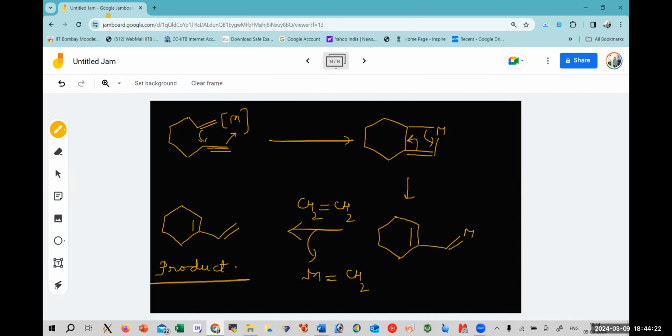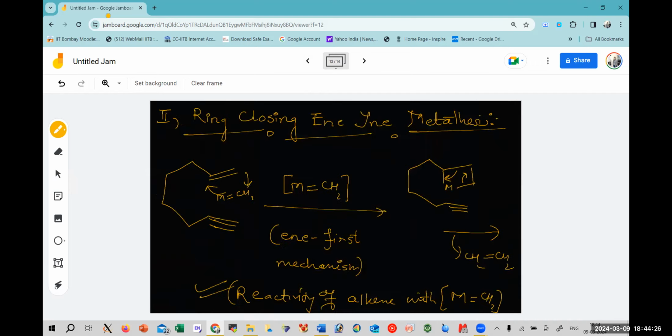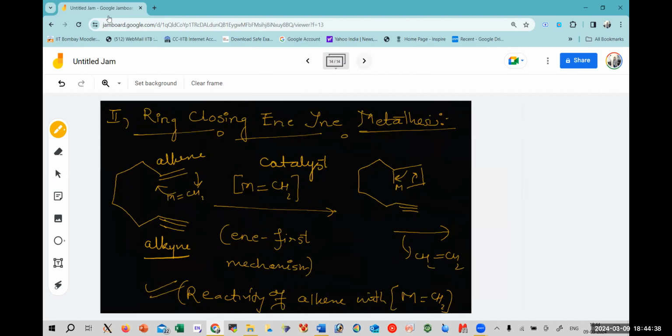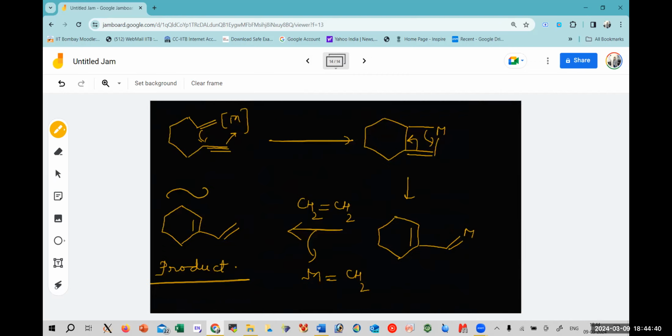So this way only you could think of what we started with. We started with an open chain system where we have one alkene, and here it is alkyne, and that is our catalyst, and how it forms a cyclic group. This is your cyclic product, and that's the only possibility which is favored.